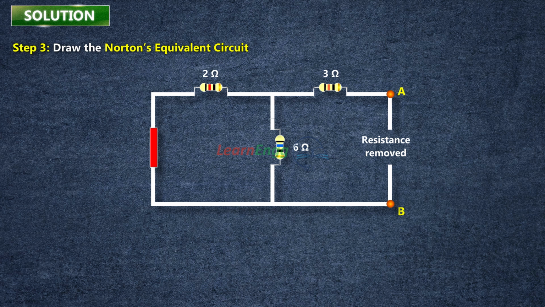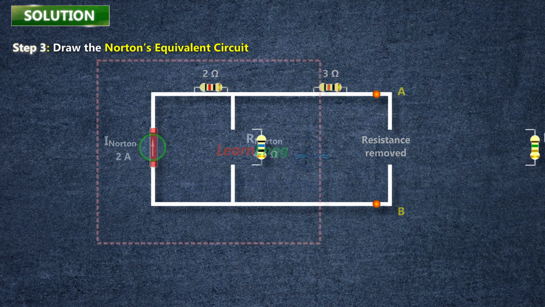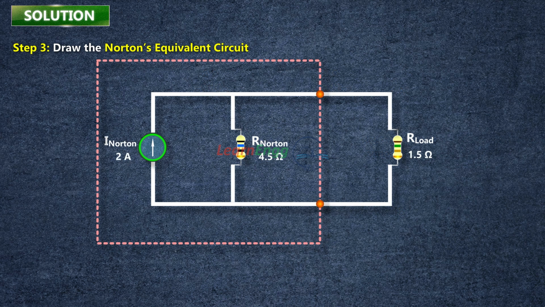Step 3. Draw the Norton's equivalent circuit. Connect RN in parallel with the current source IN and then reconnect the load resistor.